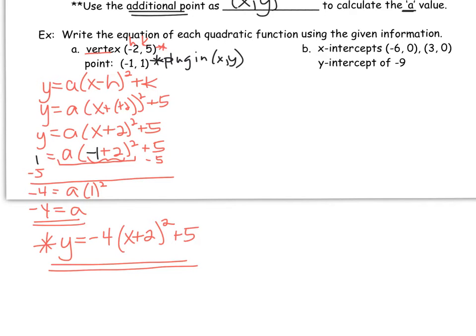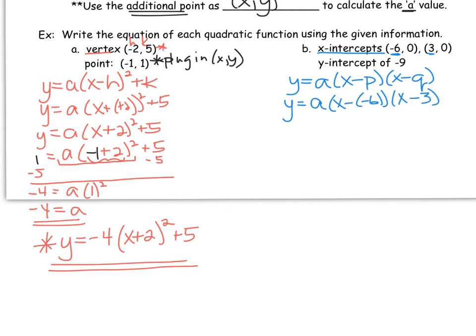Over on the right, we have something different. We know the x-intercepts. Based on that, we're going to plug it into the factored form. Y equals a times x minus p times x minus q. Now, p and q are just those x-intercepts, so we're going to substitute those in. X minus -6 and x minus +3. And again, I'm just going to clean that up really quick. It's just one more row. X plus 6 times x minus 3.